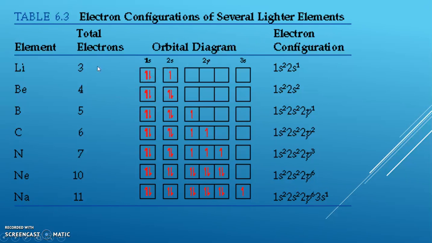I have, for lithium, 3 electrons, so I have 1 up, 1 down. That gets this box full. Once this bus is full, I can move on to the next bus, and I have 1 more left, so it's just 1, and then that one's done.